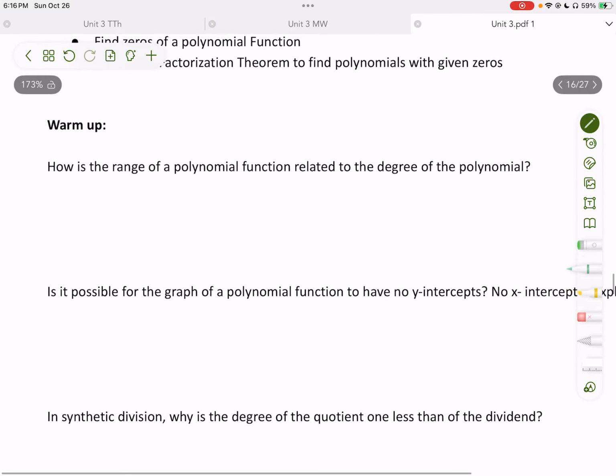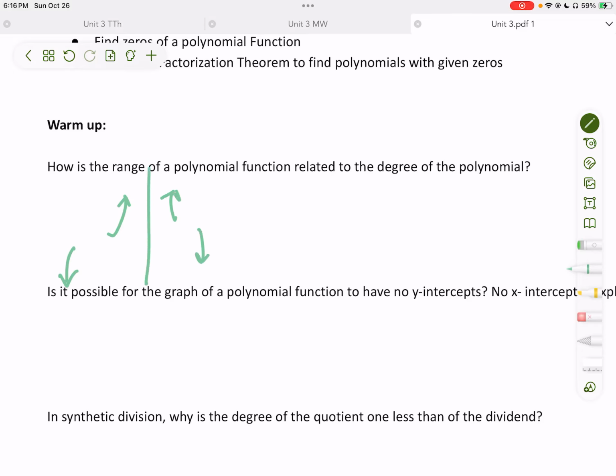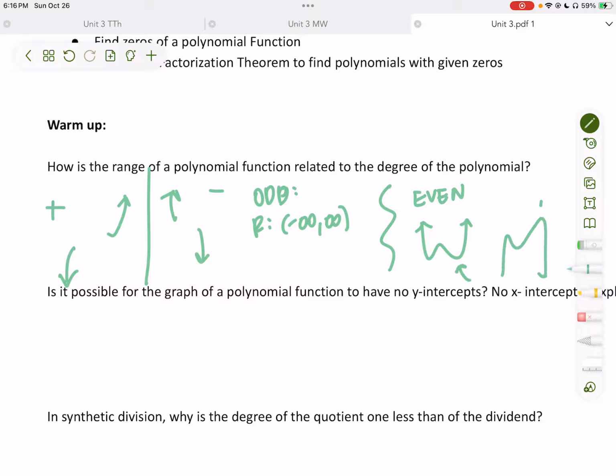So if you think about an odd function, you have end behaviors like this. Okay, you have a positive one on the left, you have the negative one on the right. So if you have an odd function, your range is going to be all real numbers. For anything that's even, it's going to have some sort of minimum or some sort of maximum. So there is some sort of limitation that we might not know. So that's how they're related.